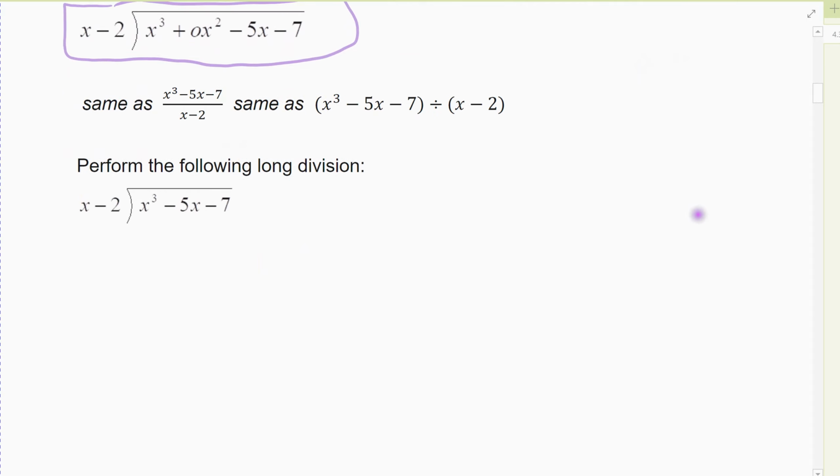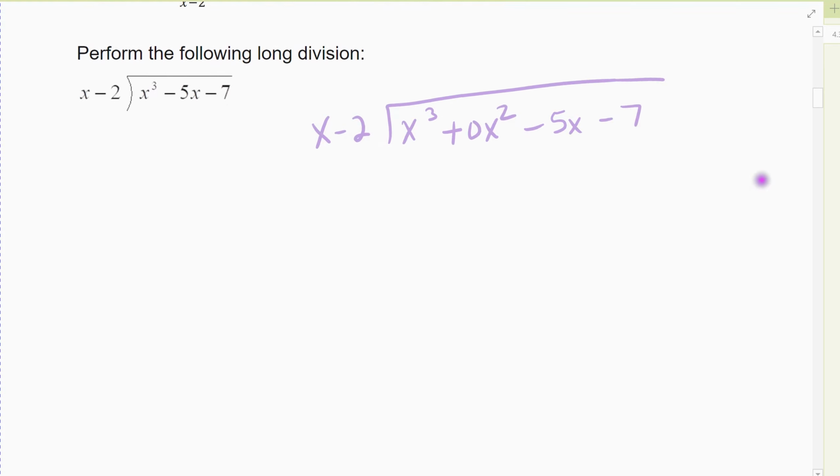So I'm going to rewrite this. This is where you usually start, and then you recognize there's no square term. And I actually have to have a square term in order to do the long division. So I have to make sure I've got a counting down of the degrees. If I start with a third degree, I've got to have a second degree, a first degree, and a constant. If I started with a fourth degree, I'd have to have a fourth, a third, a second, a first, and a constant. All right, so first thing we do is I'm going to rewrite this as my x minus 2 divided by x cubed plus 0x squared. There's my placeholder. Minus 5x minus 7.